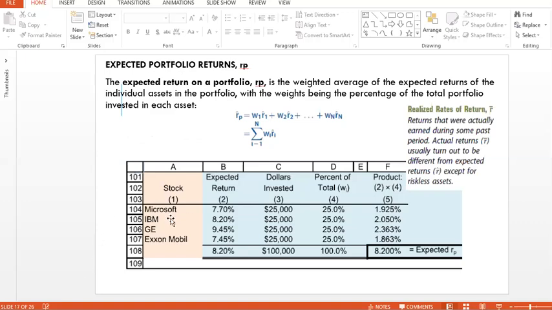So you can see this example. We have different types of stocks in our portfolio, like shares from Microsoft, IBM, GE, and ExxonMobil. And here are the different expected returns of different stocks, and these are the proportionate investments in each stock. So we just calculate with the help of expected return and dollar investment. We can calculate expected portfolio return.